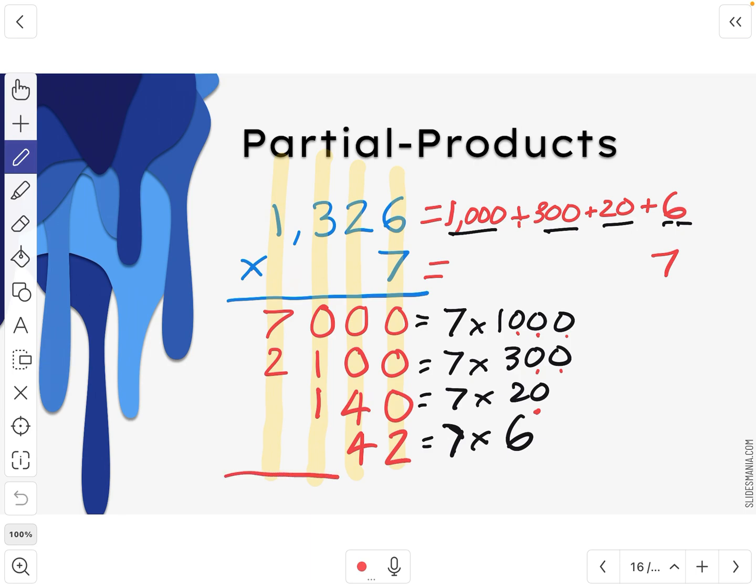42. Okay, there we go. Those are our 4 partial products. We add them together now. Add the ones and you get 2. Add the tens, you get 8. Add the hundreds, you get 2. Add the thousands, you get 9.